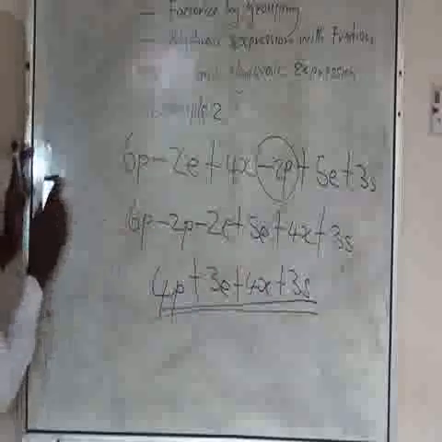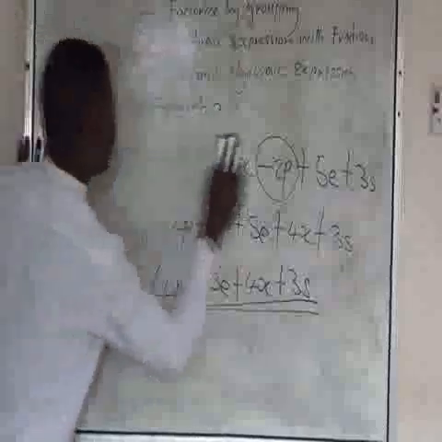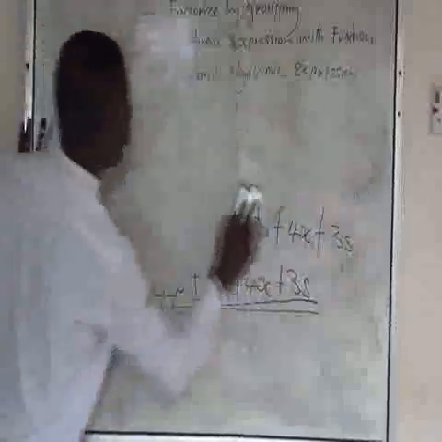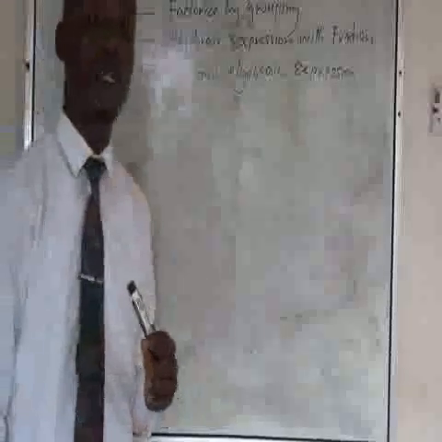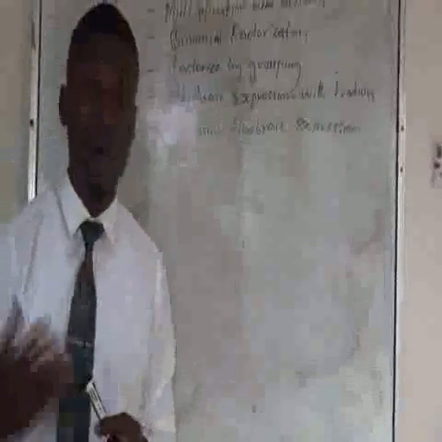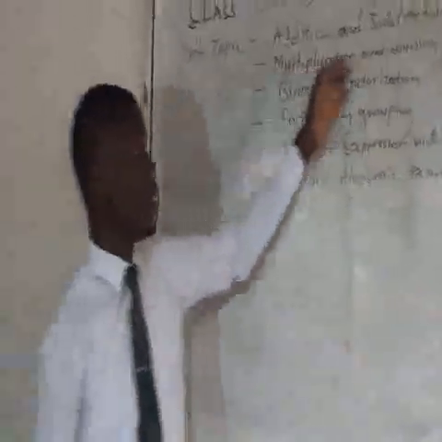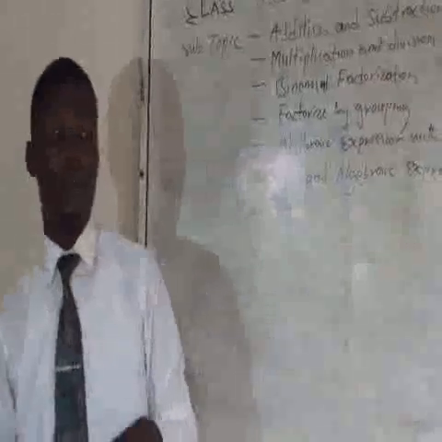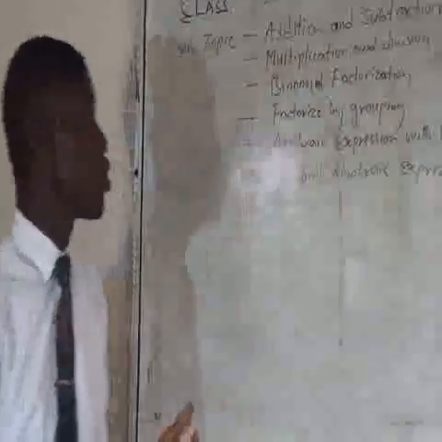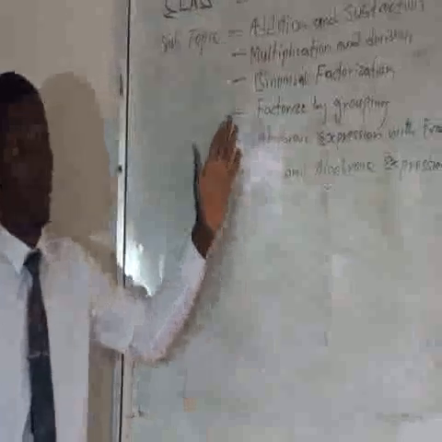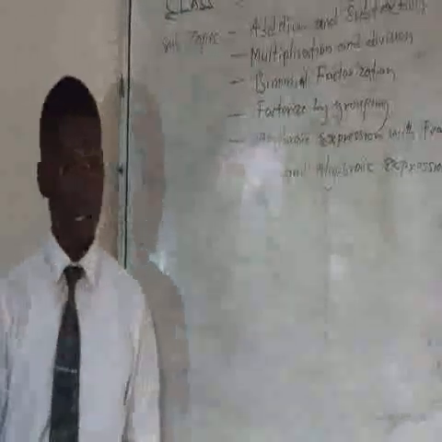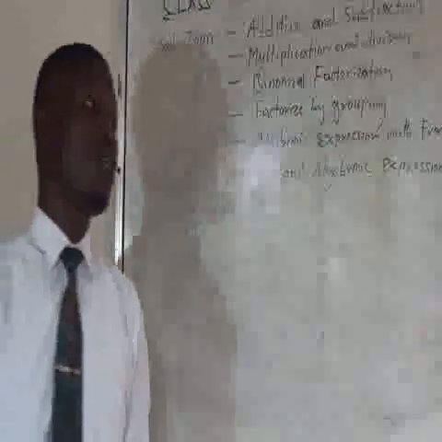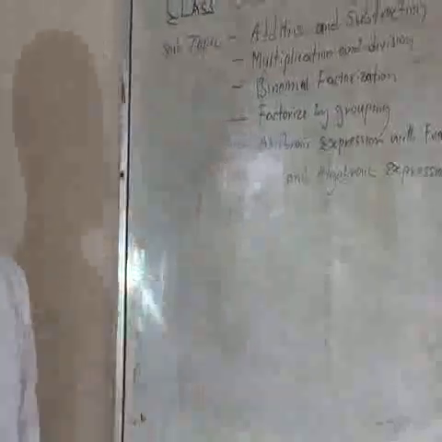Step 2. Subtopic 2 is multiplication and division of algebraic expressions. We'll ask ourselves a simple question: what do you understand by the words multiplication and division? We all know from JS1, even in our primary schools, that multiplication is the product of numbers, and division is the sharing or grouping, the act of separating numbers.